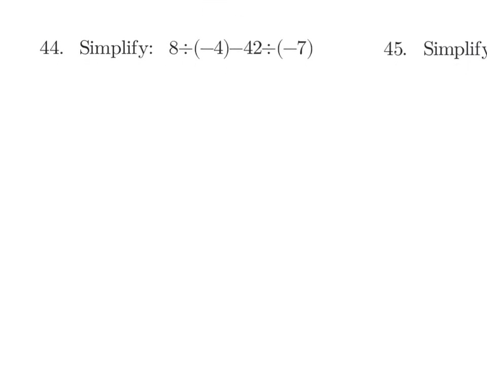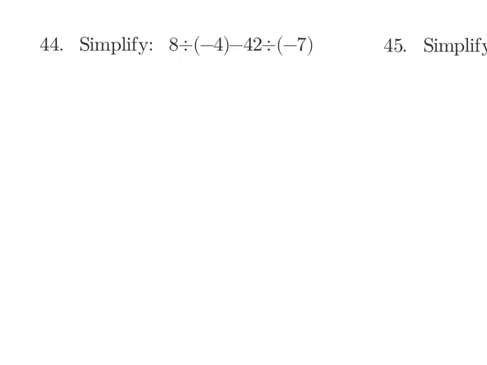All right, let's look at 44. We have no parentheses on this. We cannot simplify inside. The first thing that we can do is divide since we have no exponents either. So I'm going to divide 8 divided by negative 4, which gives me negative 2. And I'm going to divide negative 42 by negative 7, which gives me a plus 6. My minus becomes a plus, and my two negatives cancel out. We can now add. Negative 2 plus 6, we have different signs, so we're going to subtract and keep the sign of the larger number. We get positive 4.